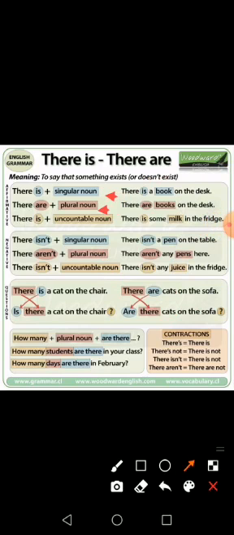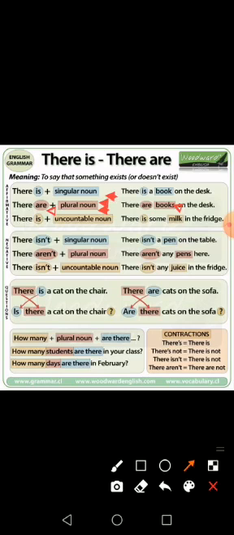There are. We use there are with the plural noun. So there are books. There are books. Books is a plural noun, more than one book, more than one thing. There are boys. There are girls. There are students. There are teachers. So we use are with the plural noun.